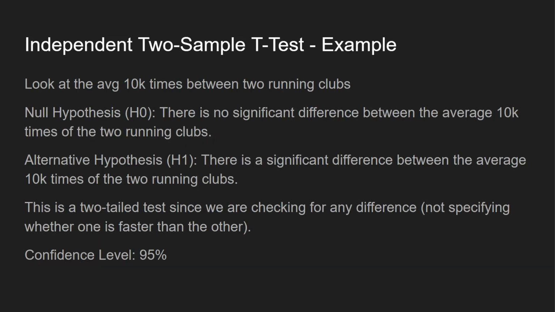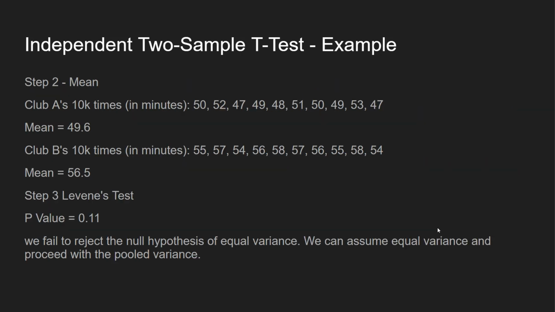All right, so let's say we want to compare the 10K times between two running clubs. Null hypothesis: there is no significant difference between the average 10K time of the two running clubs. Alternative: there is a significant difference between the average 10K times of the two running clubs. This is a two-tailed test, since we're just looking for the difference, we're not specifying any direction. Confidence level is 95%.